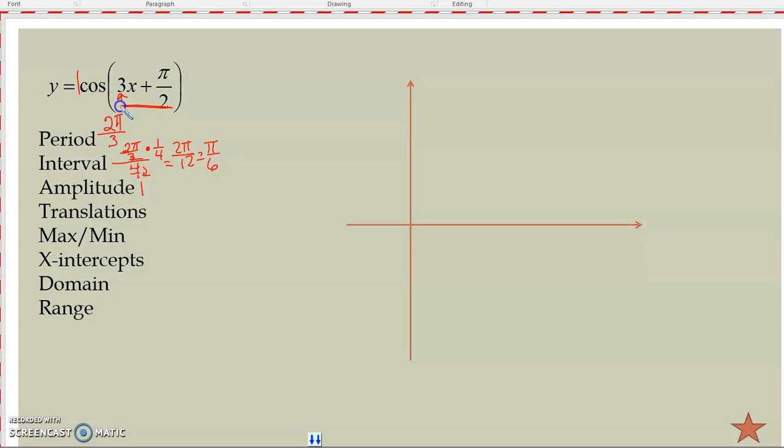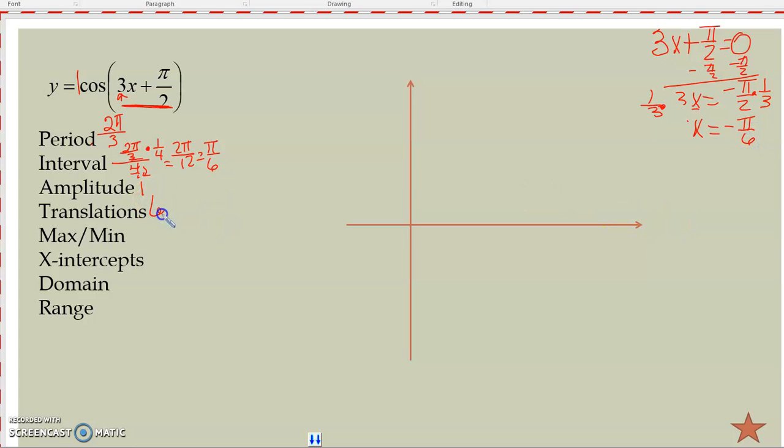We do have a horizontal shift. So over here on the side, I'm going to take that parentheses and I'm going to put it equal to 0. Now let's solve. We're going to subtract the pi over 2. It gives us 3x equals negative pi over 2. I'm going to divide by 3, but instead of dividing by 3, we're just going to multiply by 1/3, okay? So if we multiply by 1/3, we get negative pi over 6.